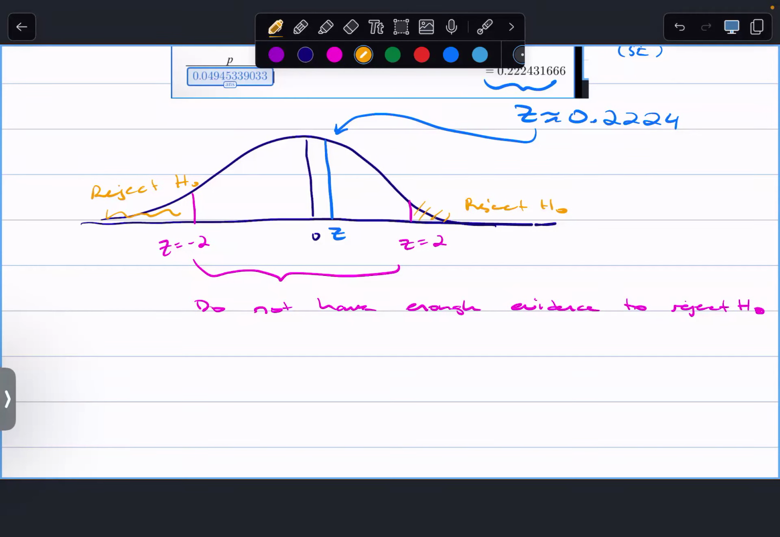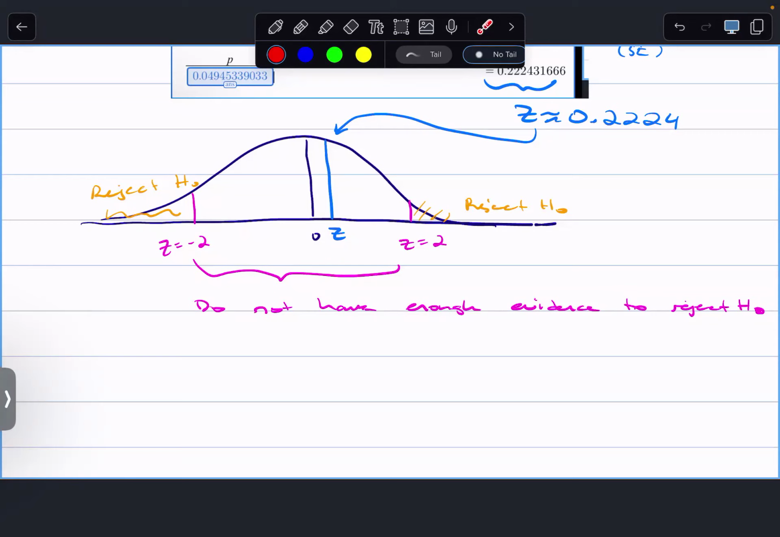That region is determined by alpha, the significance level. But in general, we use 5%. If we think about 5% split evenly amongst the tails, that leaves 95% in the center. And we know from the 68, 95, 99.7 rule that that's basically 2 standard deviations away. And so that's where that 2 comes from. So anything beyond ±2 in either direction, you're likely going to reject H naught.